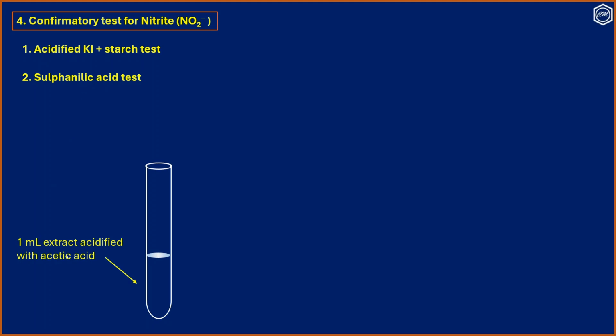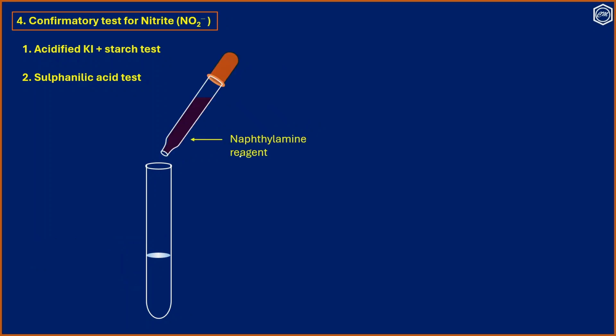For that, we take 1 ml of the extract acidified with acetic acid. To that, we are adding sulfanilic acid solution drop by drop using a dropper. Now we add naphthylamine reagent drop by drop, and the color of the solution changes to red. And this red color is due to the formation of an azo dye. The reaction can be represented in this way.